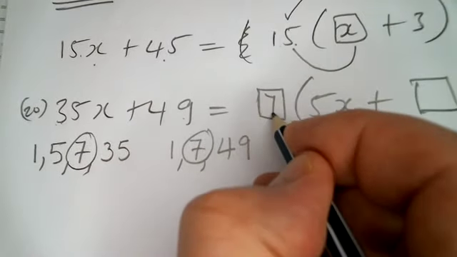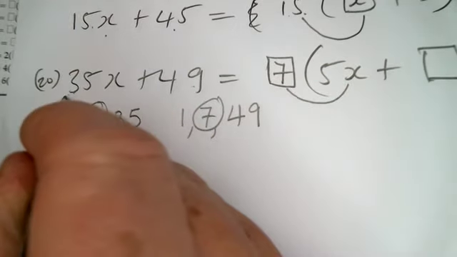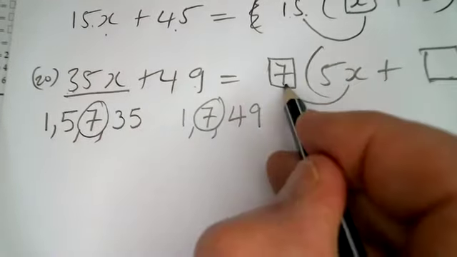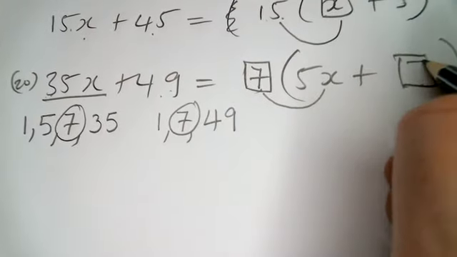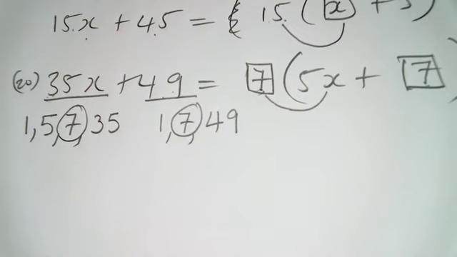So it's going to be 7 outside the brackets. 7 times 5x is 35x. And something times 7 is 49. Oh, well, that must be 7, because 7 times 7 is 49. And that's how we solve that.